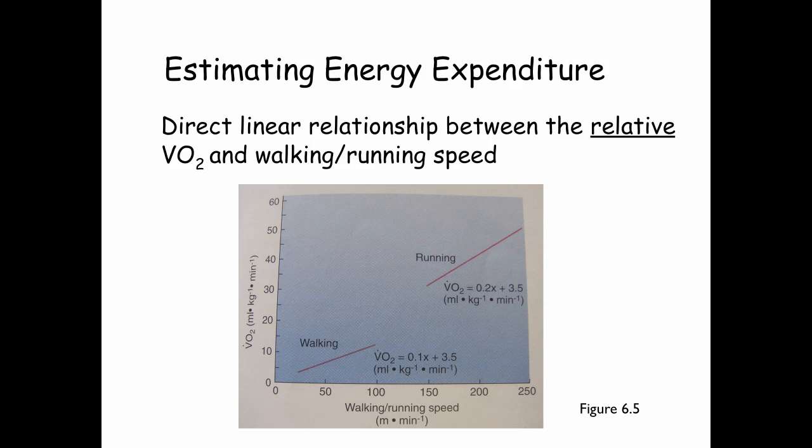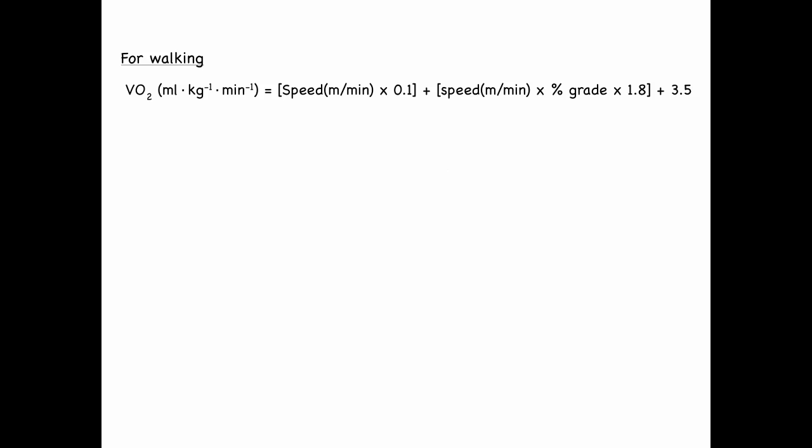So from this, the American College of Sports Medicine has come up with two formulas, one for walking and one for running. Today I'm going to talk about the walking relationship, which is VO2 relative, in mils per kilogram per minute, is equal to someone's walking speed in meters per minute times 0.1, plus their speed times the incline of the treadmill, so whether it's a 1% grade, 2% grade, times 1.8, plus 3.5.